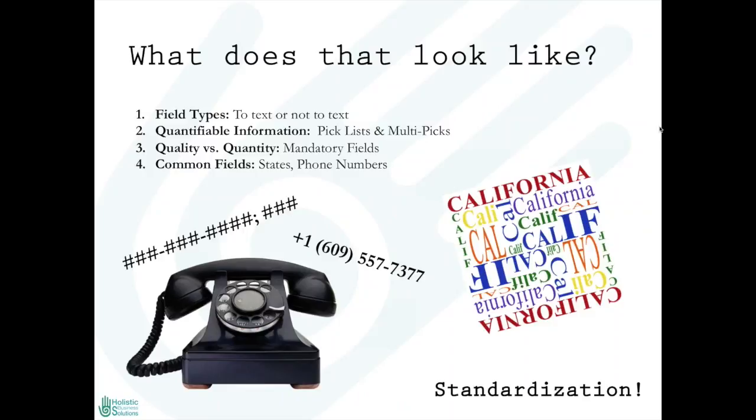Quantifiable information. Pick lists and multi-pick lists are easier to report upon. Text-based fields can be reporting nightmares. So make sure that if it's quantifiable information, you're using something such as a pick list, a multi-pick list, or a checkbox field.